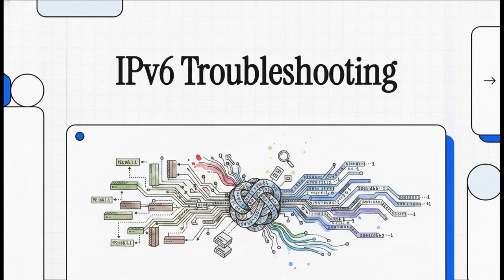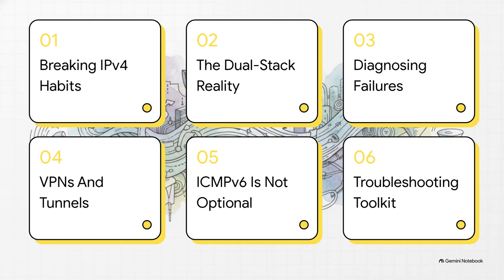Today, we are keeping our focus strictly on the critical concepts covered in Chapter 3 of this source material, so let's get started. Here's a quick look at our agenda for today, organized to help replace those legacy troubleshooting habits. We've got 1. Breaking IPv4 muscle memory. 2. The dual-stack reality. 3. Diagnosing silent network failures. 4. Dealing with VPNs and tunnels. 5. ICMPv6 is not optional. And finally, 6. The IPv6 troubleshooting toolkit.